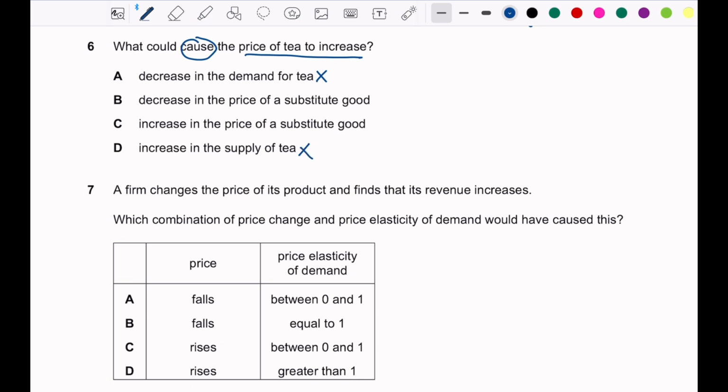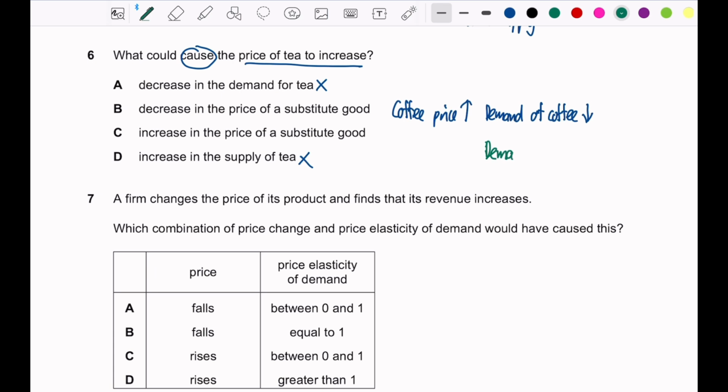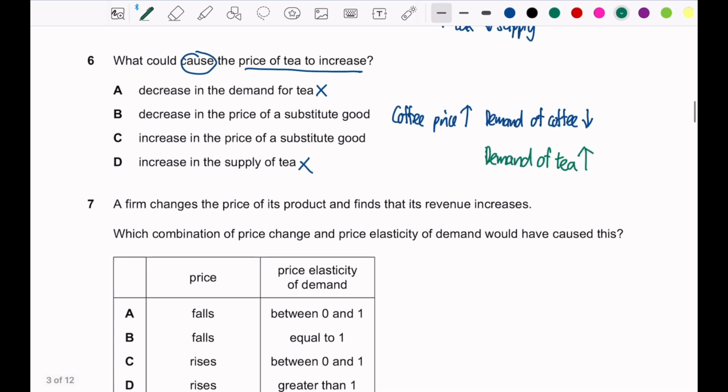Let's give an example of a substitute of tea. Let's say, coffee. According to the law of demand, when price of coffee goes up, its demand goes down. And when demand of coffee goes down, the demand of substitute, which is tea, will go up. Let's draw a demand curve to see if price of tea increases or decreases. So demand increases, so shift rightwards.